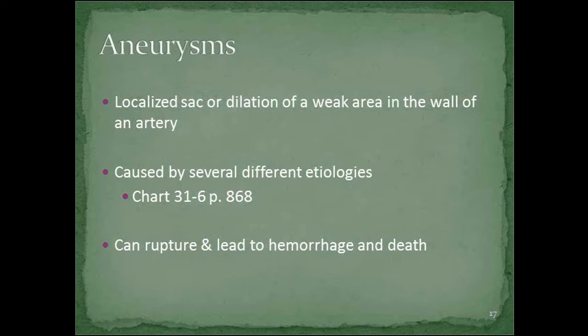Okay, the first thing we're going to talk about, the first disorder, is aneurysms. An aneurysm is a weakness in the wall of an artery. It's basically the same thing as a hernia. A hernia is a weakness in a muscle, whereas an aneurysm is a weakness in an artery. Okay? It can be caused by a lot of different things. You can look at that material in the book.